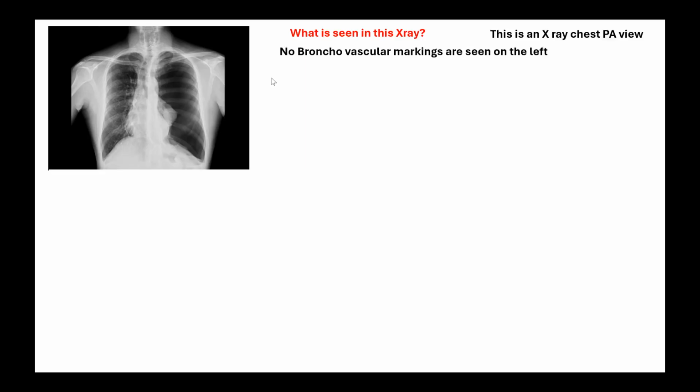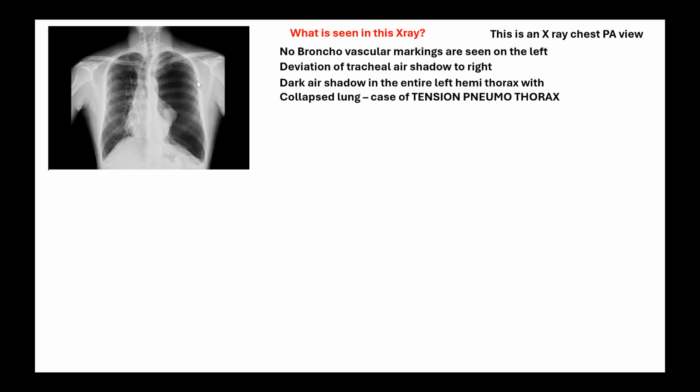Okay, this is an X-ray chest view. No bronchovascular markings are seen on the left side. Deviation of trachea, air shadow to the right. Dark air shadow in the entire left hemithorax, pneumothorax. Collapsed lung seen. So it's a case of tension pneumothorax.